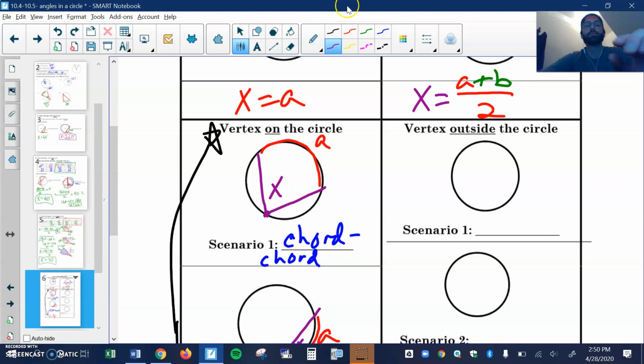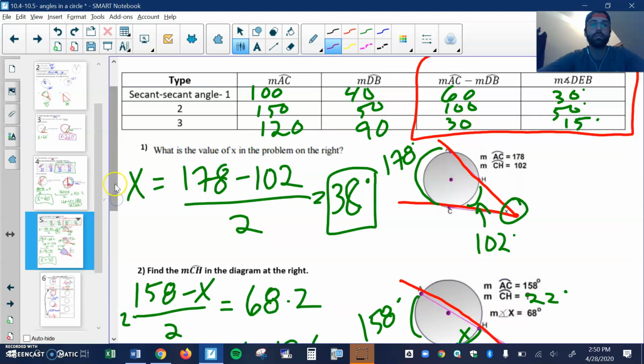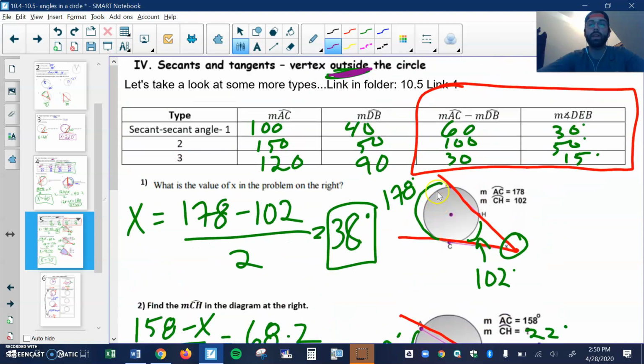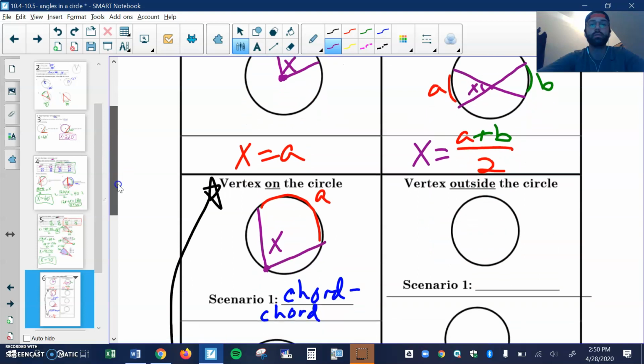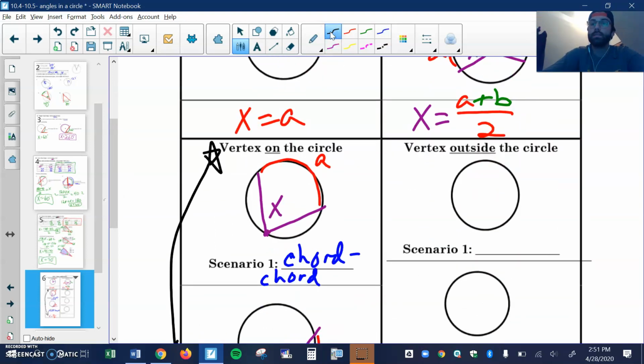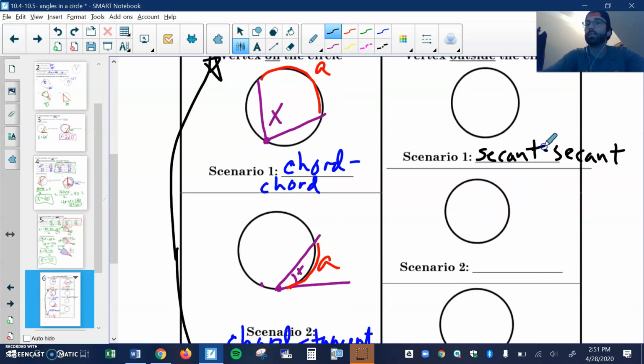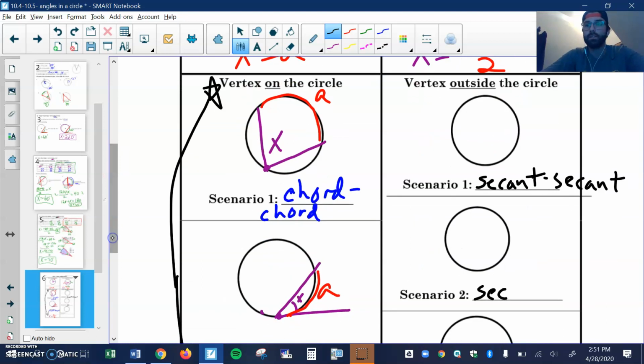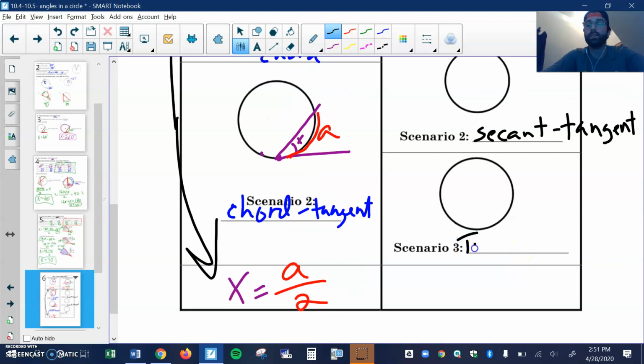Vertex outside the circle. Here we go. So we're looking at these scenarios here. We had a couple different scenarios, although we didn't name them. I'm going to name them here. Our first scenario is a secant angle. Remember, these angles are named by the types of segments that form them. What's my next one? Yes, secant tangent. And the last one, and this is a special one, this is a tangent.